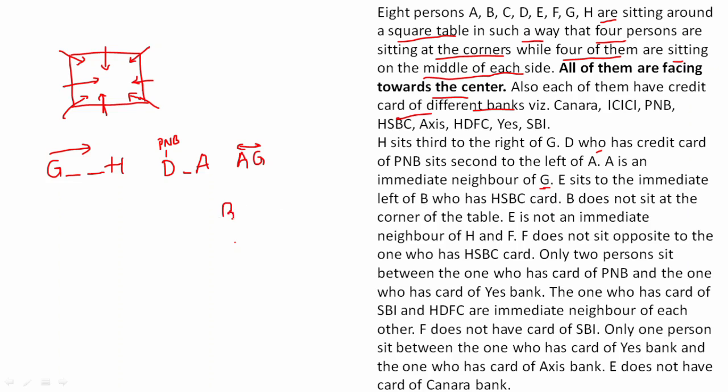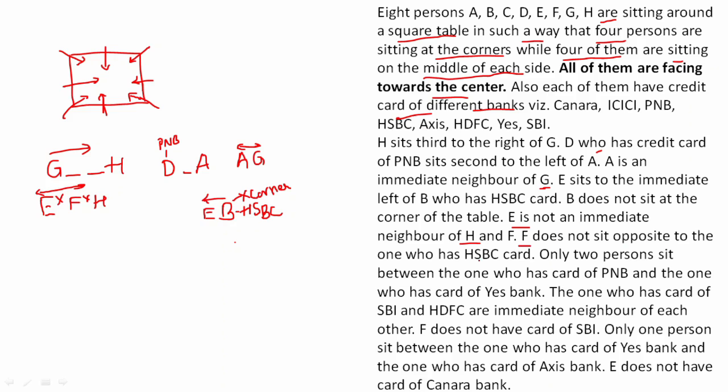E sits to the immediate left of B, who has HDFC card. B, immediate left of B will be E. B is having HSBC card. Okay. Then P does not sit at the corner. So he will not sit at the corner. Then E is not an immediate neighbor of F or H. Okay. So they are not neighbors.